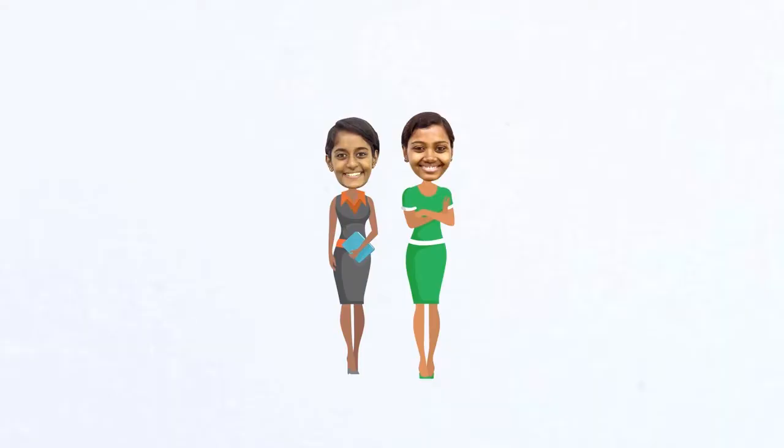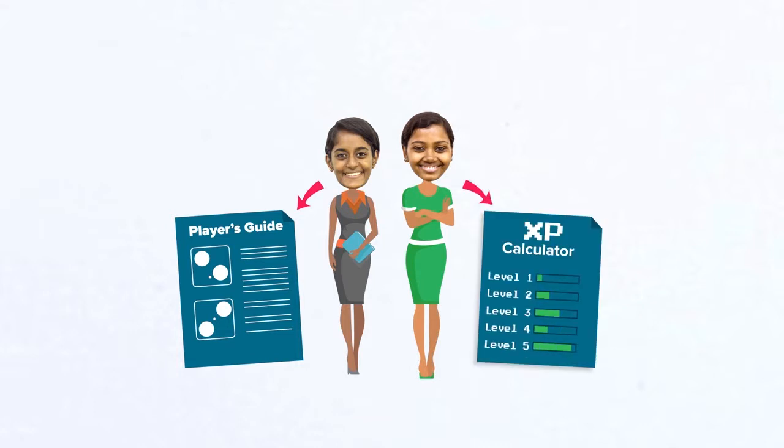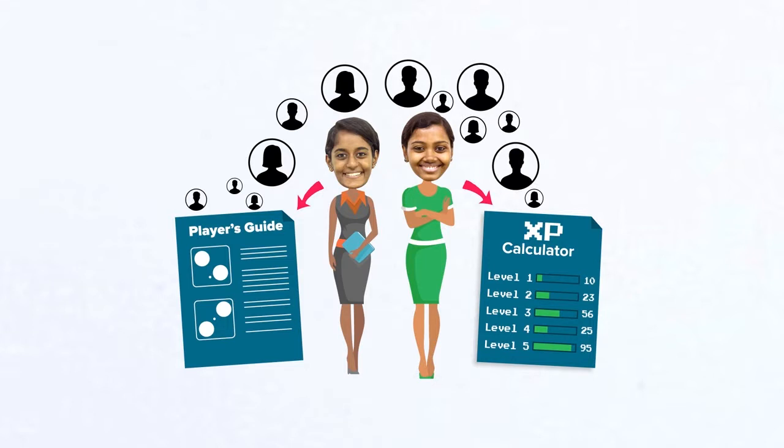In addition to the player's guide that Alia was creating in Zoho Show, Tisha, the playability expert, also wanted to create an XP calculator, because each level of the game requires a certain number of XP points to be completed. So this XP calculator can be used by players to calculate what they need to do and how much they need to do to obtain the XPs.